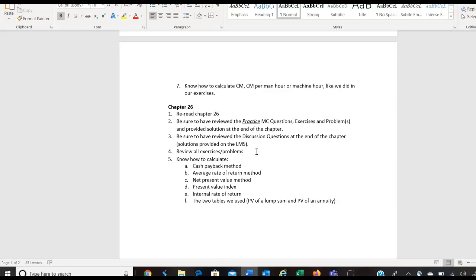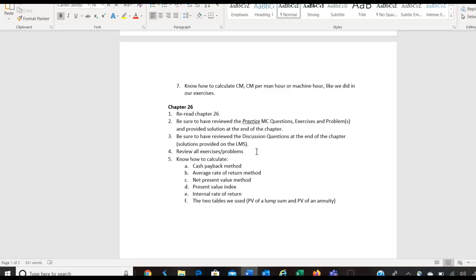So when there are different cash flows for every year, and we're doing the present value method, you have to use the present value of the lump sum. You have to calculate it each year. If it happens to be that the cash flow is going to be the same for all 15 years, you can use the present value of an annuity.